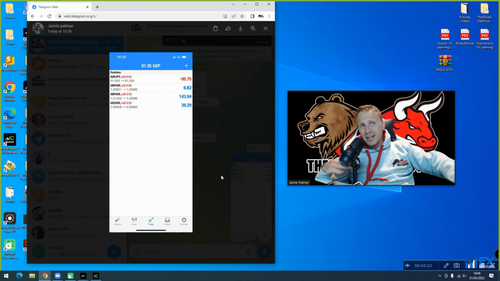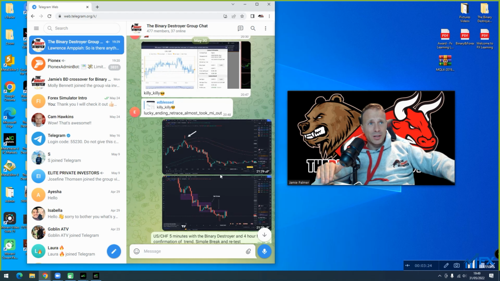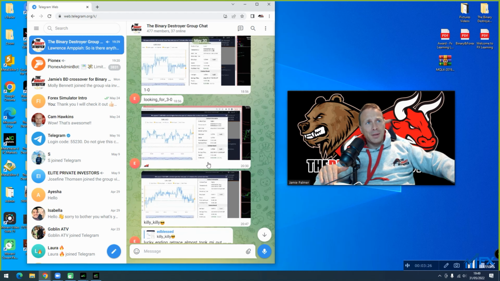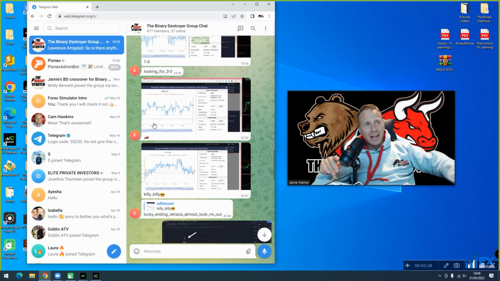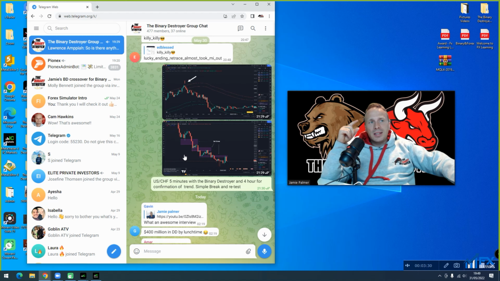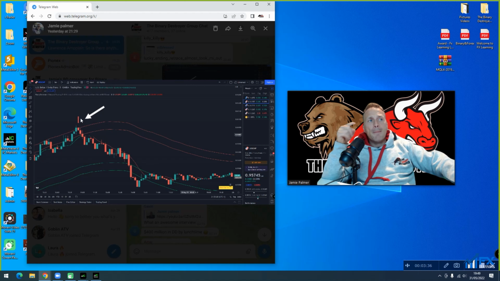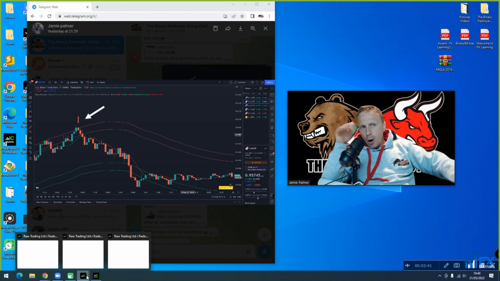AUD JPY, I'm still in that trade. It's kind of just doing nothing. Some BD member killing it on binary here, 3-0. But as you see, this is USD CHF, which I broke down last night in the members area. You can see here a nice little Mogwai signal on TradingView. But if we just go over to these setups now, I'll break them down for you.